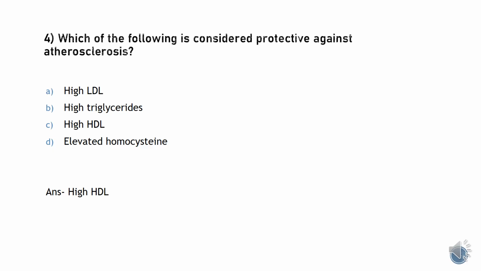Fourth question, which of the following is considered protective against the atherosclerosis? So the options are high LDL, high triglycerides, high HDL, and elevated homocysteine. So the answer will be high HDL. Why? Because HDL is the high density lipoprotein. It is also known as the good cholesterol. So it helps to remove the cholesterol from the bloodstream and the arterial walls, which transport it to the liver for the excretion.